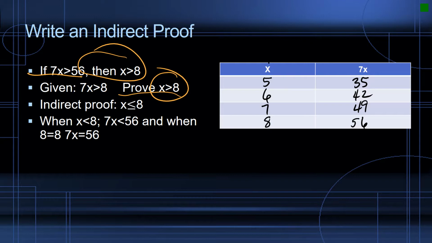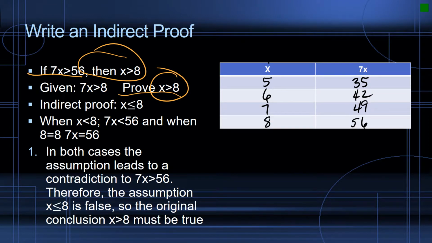So therefore, if we're writing this in a proof, we might say it like this. In both cases, x being less than 8, or in the second case, x being equal to 8, the assumption leads to a contradiction to 7x is greater than 56. In other words, when x is less than 8 or equal to 8, that doesn't give us a true statement of 7x is greater than 56, and we see that right there. Therefore, the assumption that x is less than or equal to 8 is false, so the original conclusion, x is greater than 8, must be true.